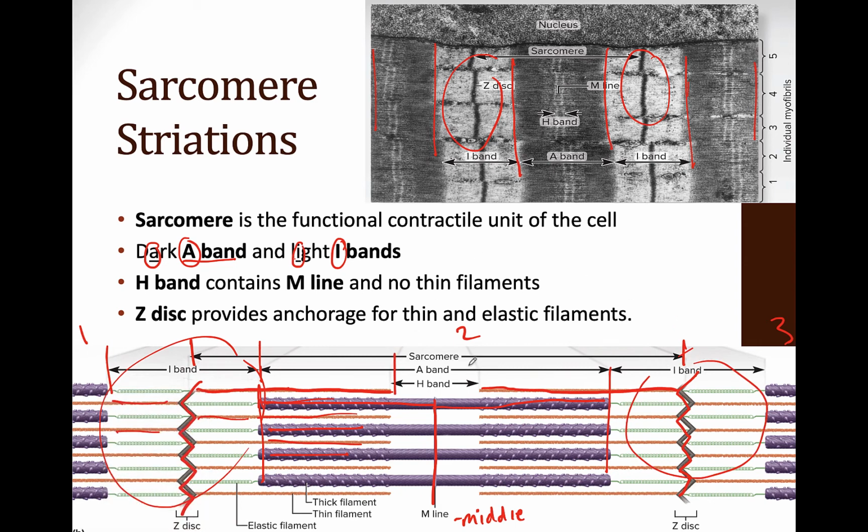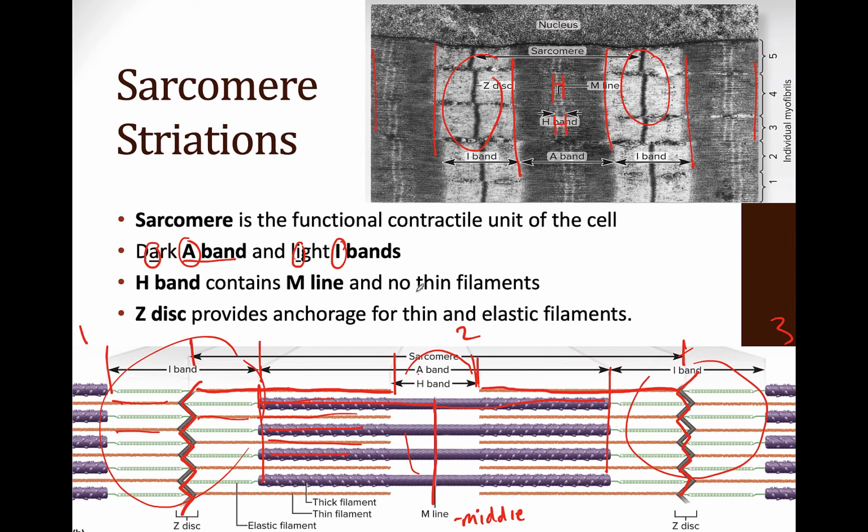The H band is inside of the A band, so you can see it right here. It actually looks kind of like an H in the center here. And this is where there's myosin, so it still looks pretty dark, but there's no actin, so it's a teeny bit lighter than the surrounding area.